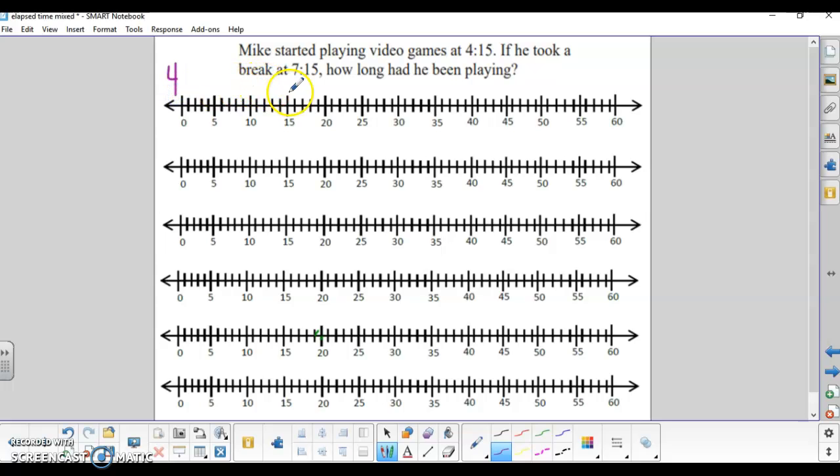All right, so Mike started playing at 4:15, and he finished at 7:15. So I have to put 7:15 on my number line too. 4, 5, 6, 7:15. So now how many hours and minutes did he play? Let's count. 1 hour, 2 hours, 3 hours. And I land directly on 7:15. So he played video games for 3 hours.